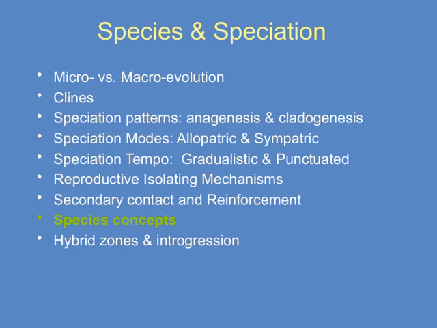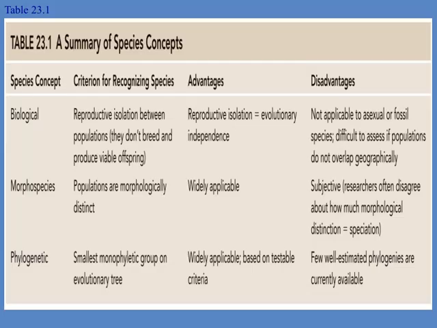Finally, understanding species concepts helps us define what a species really is. And when hybrid zones form, regions where different species meet and interbreed, we see introgression, or gene flow between species, happening. All these concepts are interconnected and help us understand the complex process of how new species arise and evolve over time.